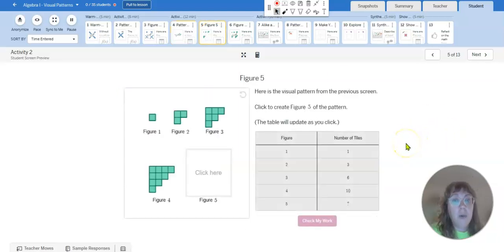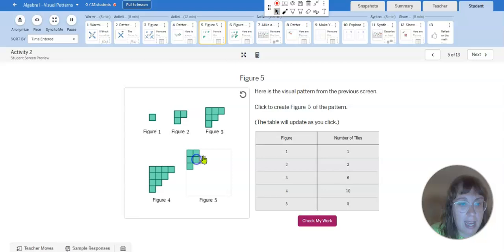Here is the visual pattern from the previous screen. And it says click to create figure 5 of the pattern. So here's figure 1. Add 2 to get figure 2. Add 3 to get figure 3, excuse me.